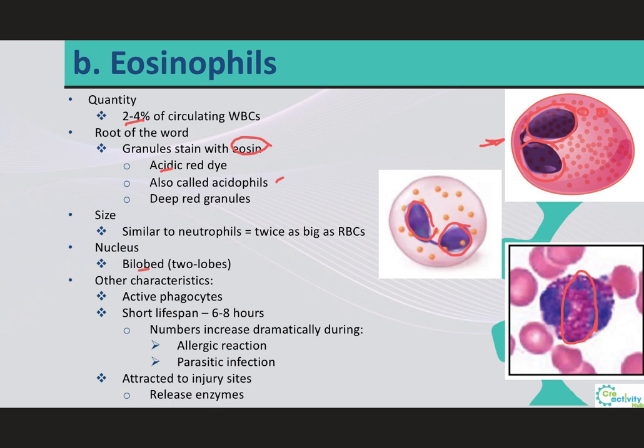Now these cells, they're phagocytic cells. This means that they are going to be attracted to foreign compounds that have reacted with circulating antibodies. Eosinophil numbers will increase dramatically during, for example, an allergic reaction or a parasitic infection. And eosinophils are also attracted to injury sites where they will release enzymes that will reduce the degree of inflammation and also control the spread to the adjacent tissues. So it has a very important role in controlling the spread of the inflammation process.